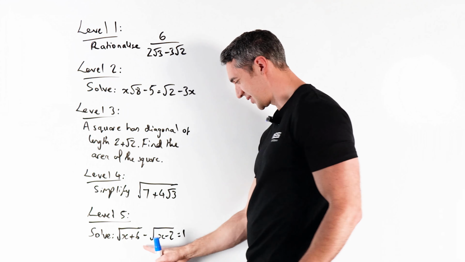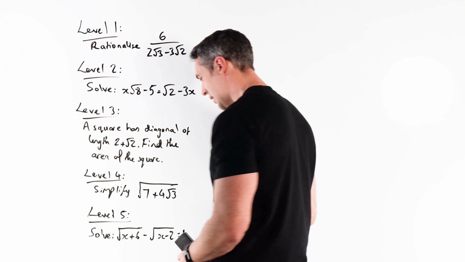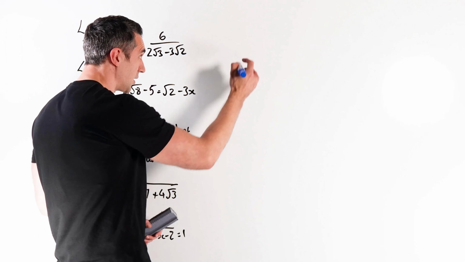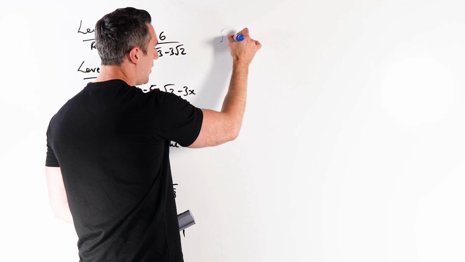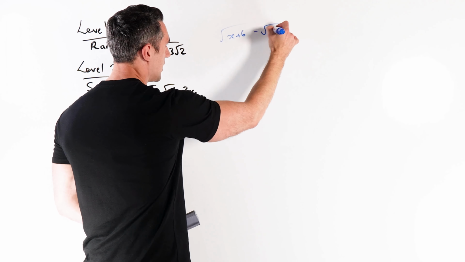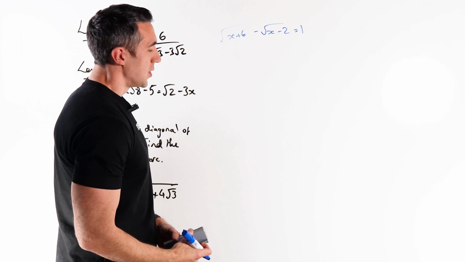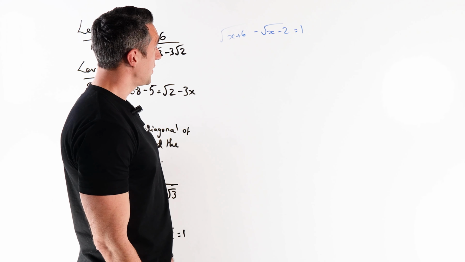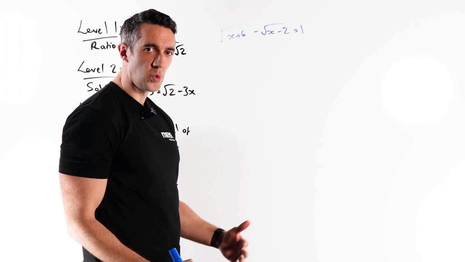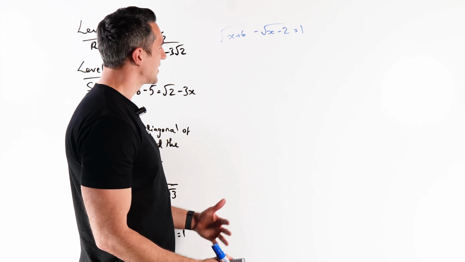So we've got root x plus 6 minus root x minus 2 equals 1. So we've got two separate square root signs that we need to try and deal with. So it's a bit like before, really. We might not have seen something that looks like this. So we think, okay, what can we do? What can we try? So our instincts might be to square it.